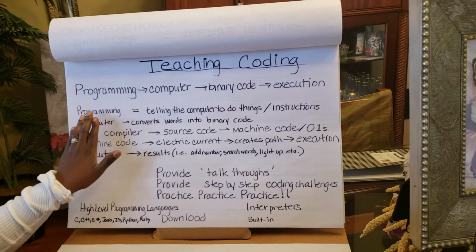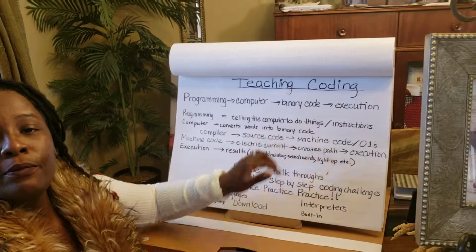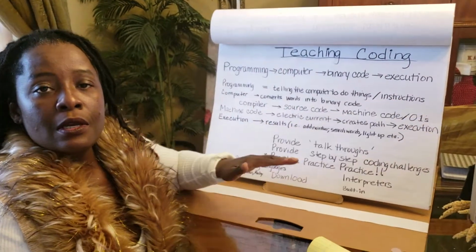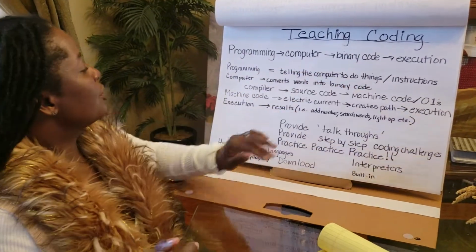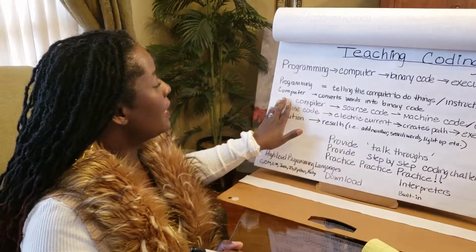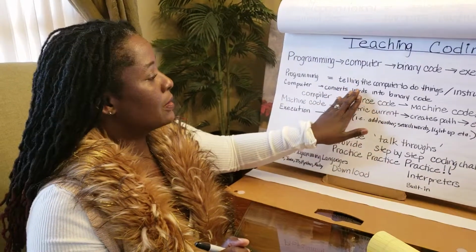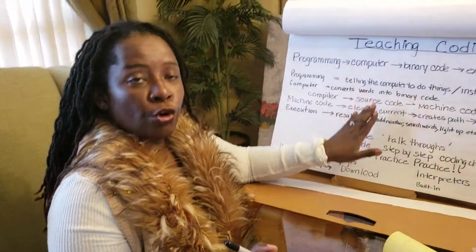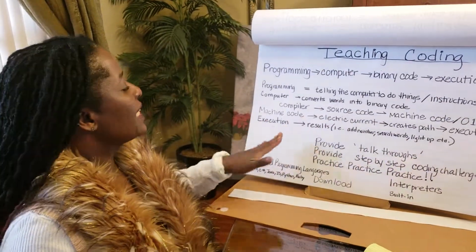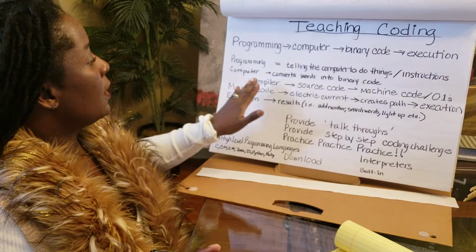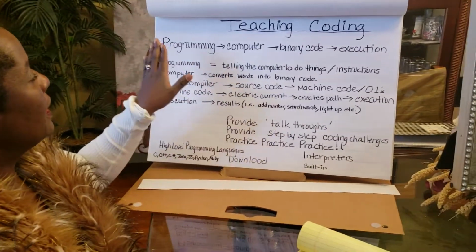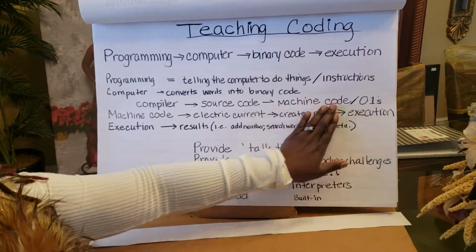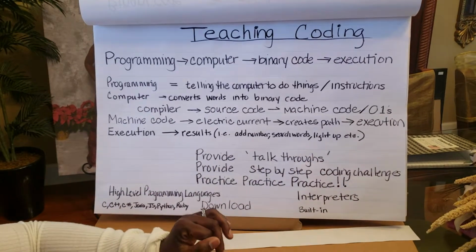So what is programming? Programming is telling the computer to do things. It's actually building a process or a set of instructions. So we're going to give the computer a set of instructions, and the computer is going to convert those instructions into binary code, okay? Now, in order to convert those words, the computer has a compiler in it. So what the compiler does is take that high-level programming source code and turn it into the machine code, which we actually see with the zeros and the ones, okay?